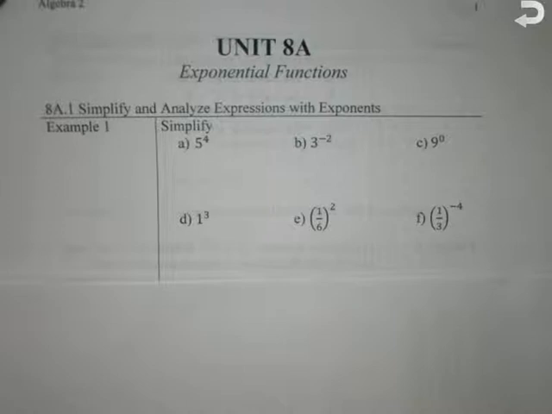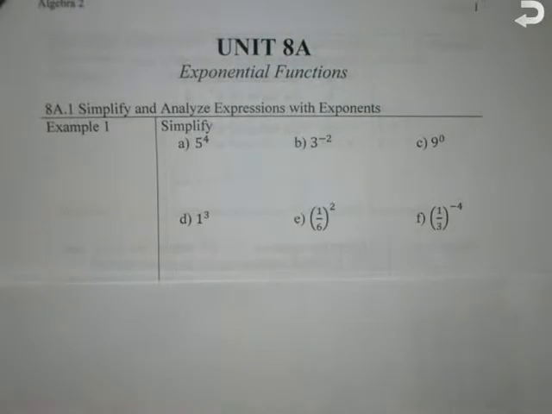Unit 8 is a very, very, very long unit. So what we did was we split it up into an 8A and an 8B. So we'll take a test for 8A, then we'll do 8B, and then we'll take a test on that one. So we split up into 2 shorter units. But even this one is still 5 lessons long.